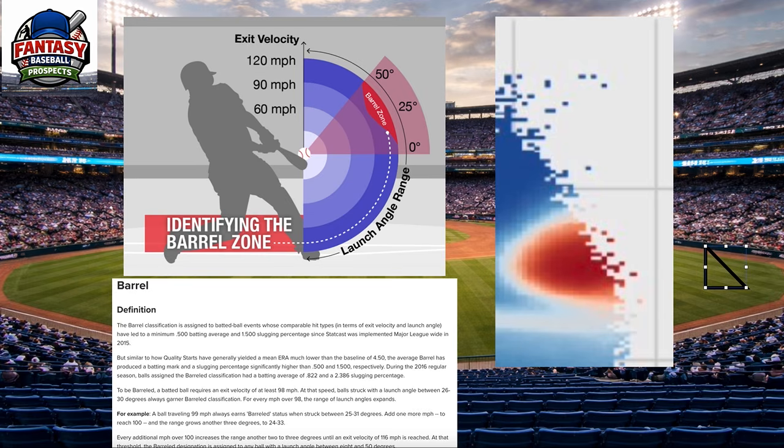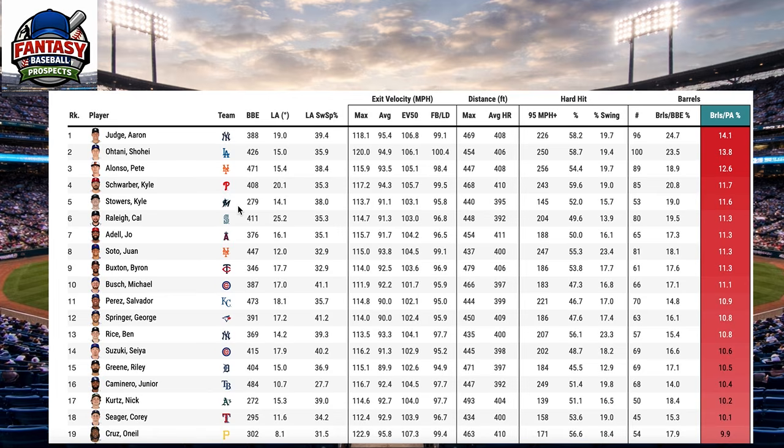Eventually we'll get to the point where you can identify some outlier performances. So now, just looking at barrels specifically, barrels per plate appearance, it's the same kind of names at the top here: Judge, Shohei Ohtani, Pete Alonso, Kyle Schwarber, even Kyle Stowers, even though he did great because he missed a lot of last season. Cal Raleigh, all these guys were in the MVP conversations as well. And what's shocking to me is that for barrels per plate appearance, Aaron Judge is just phenomenal, and then it tapers off from there.